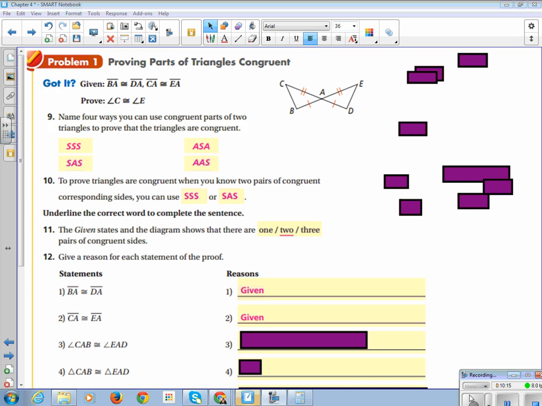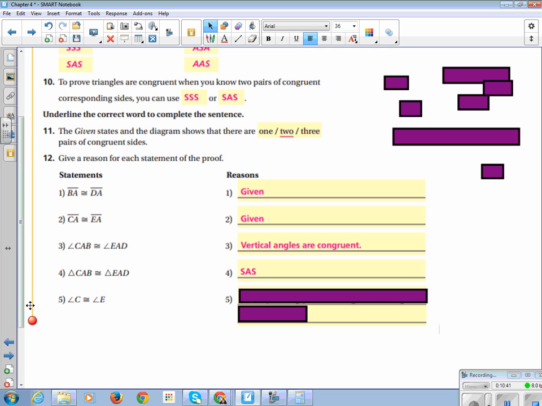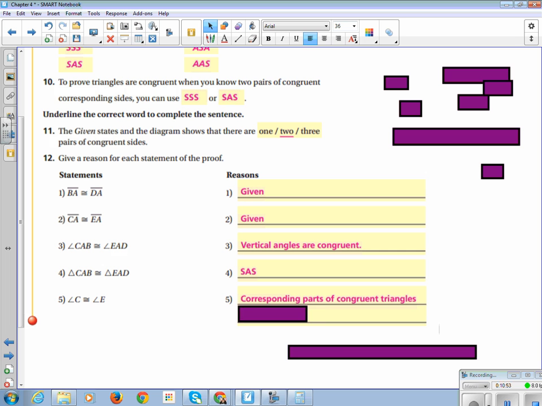Angle CAB is congruent to EAD. How can we say that those two angles are congruent? Is it reflexive or is it vertical? Vertical. Because vertical angles are congruent. Yep. And then triangle CAB is congruent to EAD because side angle side. And once we show that the entire triangle is congruent, we can say that any of its corresponding parts are also congruent, because corresponding parts of triangles are congruent.